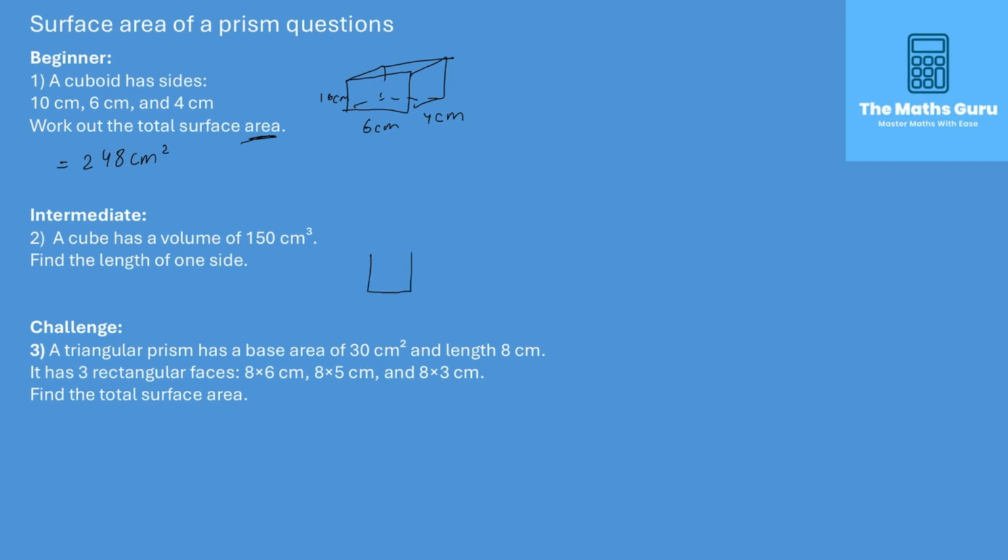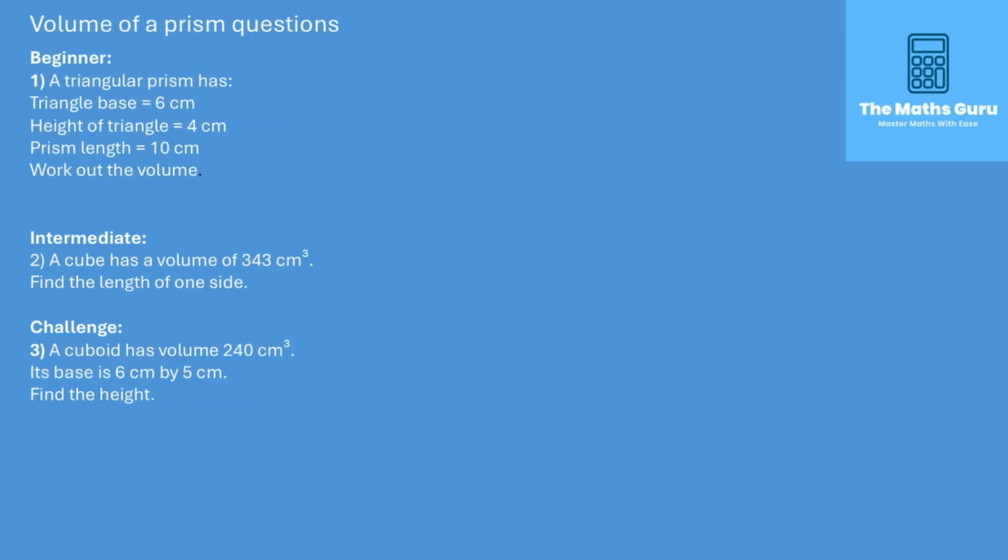A cube has a volume of 150 centimeters cubed. So volume equals 150 centimeters cubed. Find the length of one side. And we know that a cube is like a square with loads of different faces. Oh, okay, this question is not to do with surface area.